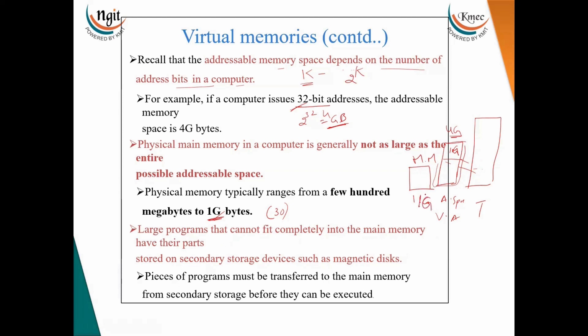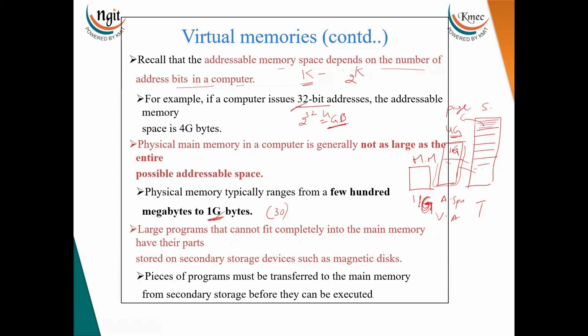1 GB is the physical memory address space. So we can execute a program which has a large capacity, greater than 1 GB. How is that possible? The complete program is stored in the secondary storage device, like a magnetic disk. That program is divided into parts. Each part is called a page, and a page is again a group of words.